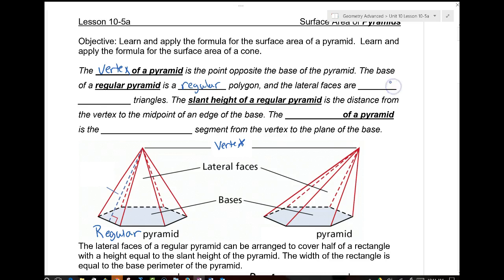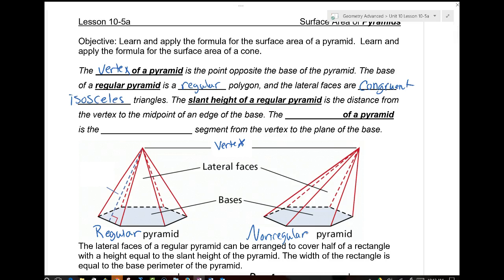Let's write that out so it's readable. Congruent isosceles triangles. So probably a little bit helpful later on in some of our problems that we know that they're congruent and they're isosceles. Then we have a new term. Oh, by the way, what do you call the other one? Get this. They're called non-regular pyramids. Pretty profound, isn't it? Regular or non-regular?